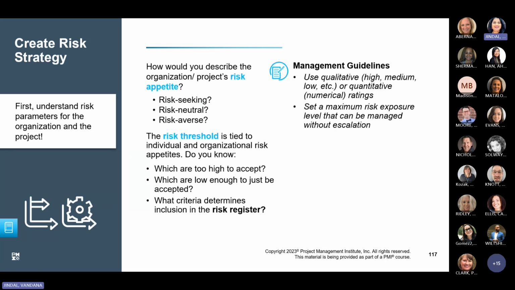So, creating risk strategies basically involves identifying potential risks that could jeopardize your project or business objectives, and developing a plan to mitigate, avoid, or accept those risks. So I will give you an example of what risk appetite, risk tolerance, and risk thresholds are in a project.